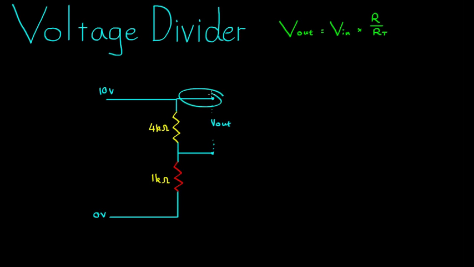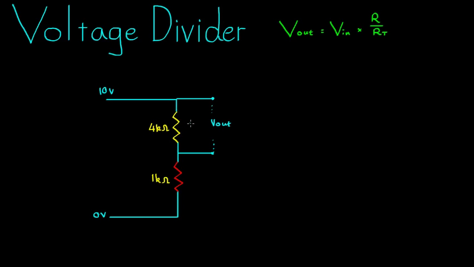Secondly, I've drawn a funny part of the circuit here sticking out. Don't be confused by this. All this part is is an apparatus which allows us to measure the voltage over this component here. So if I were to put a voltmeter here, I would simply be measuring the amount of voltage dropped over this 4 kilo ohm resistor.